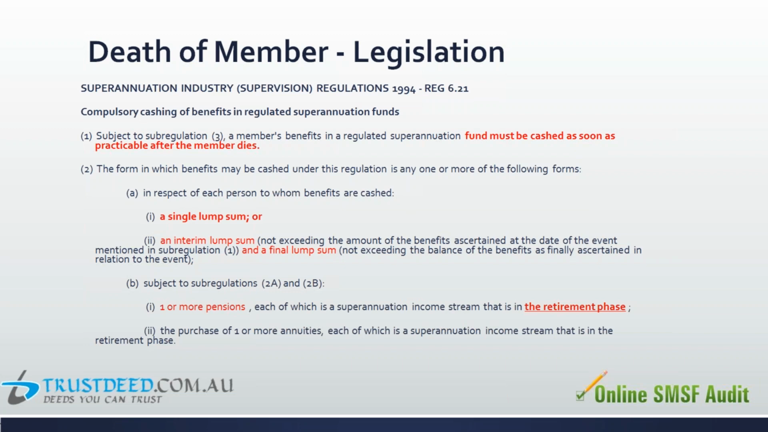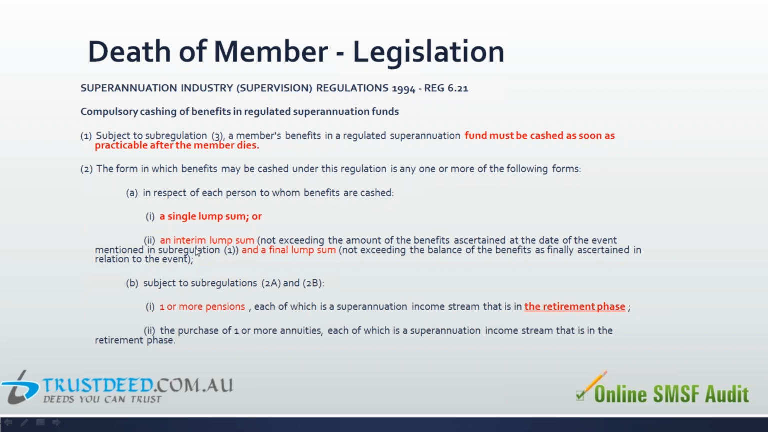Now, how can they be paid out? They can either be paid out as a single lump sum, or they can be paid out as an interim lump sum and a final lump sum. So the legislation actually allows only two payments to the single person. So if the spouse is a single person, she can be paid an interim lump sum.